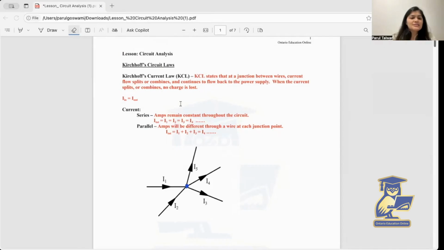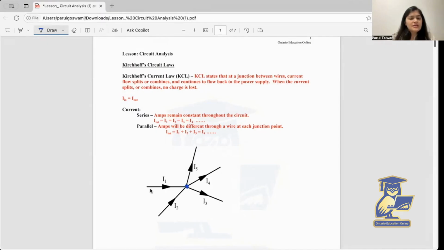Let's begin with Kirchhoff's current law, also called KCL. KCL states that at any junction in a circuit, the total current entering the junction equals the total current leaving the junction. Here you can see in this diagram, this is part of a circuit, and this is a junction where all the branches of the current are meeting. Where all the wires meet up together is called a junction.